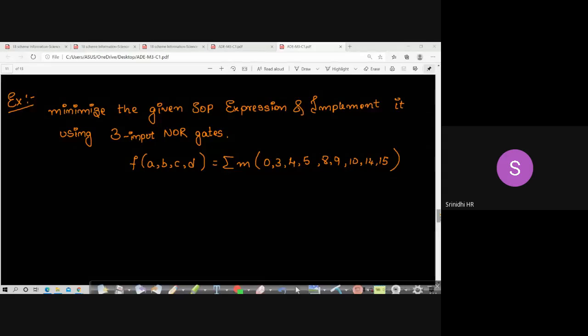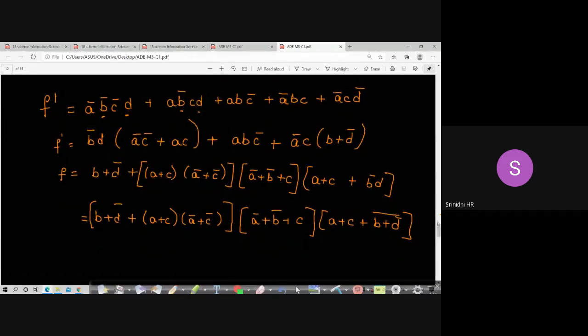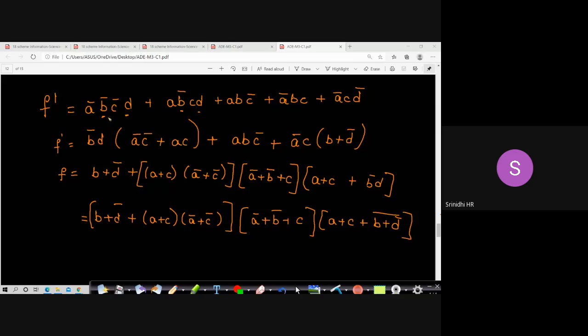I'll be taking those five terms. So I have written those five terms here: a bar b bar c bar d, plus a bar b bar a, b bar c d. All my five terms. So this is my term one, this is my term two, this is my term three, term four, term five. Okay, so this is my f bar.